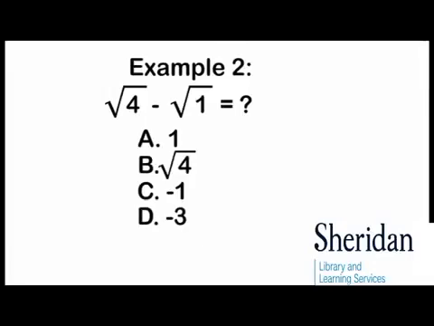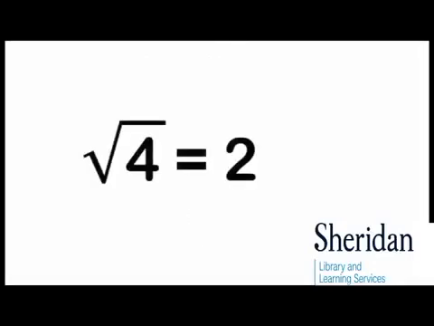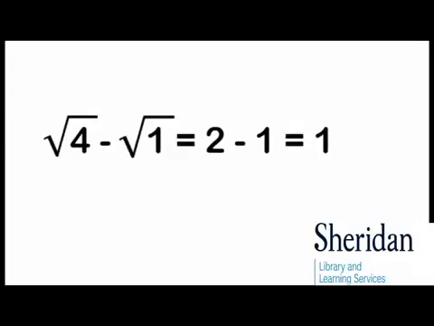The correct answer is choice A because the square root of 4 is 2 and the square root of 1 is 1. Hence, we just do 2 minus 1, which results in 1. Now, we will be working on a different type of problem.